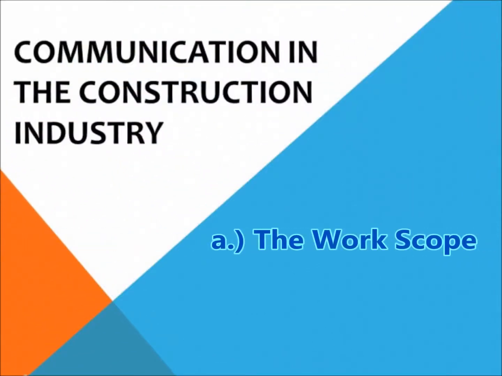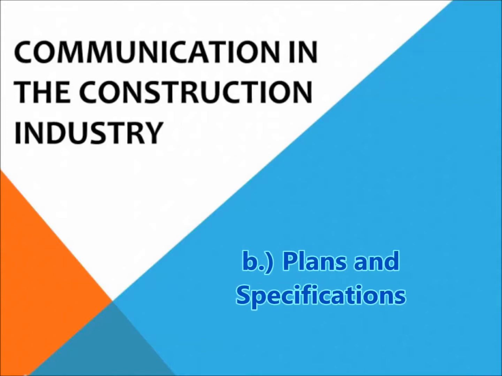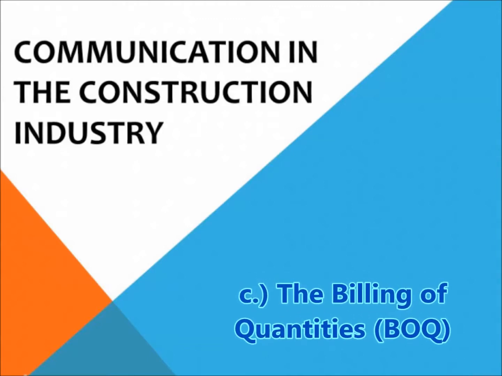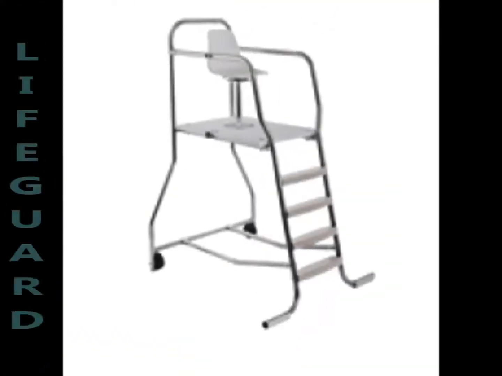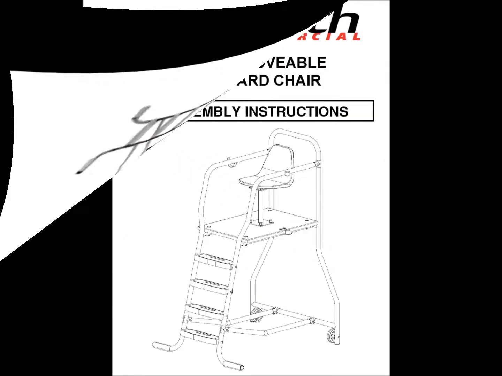This video will begin with identifying A, the work scope, then explain further about B, plans and specifications, together with C, the billing of quantities, which is an assessment performed by your contractor that quantifies each of the products selected into their corresponding quotation.